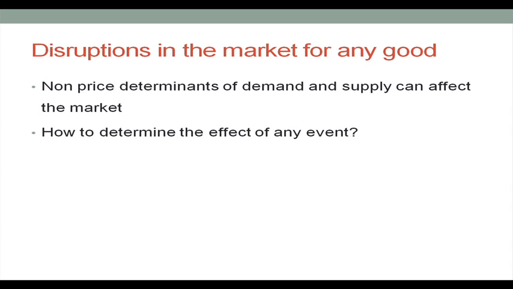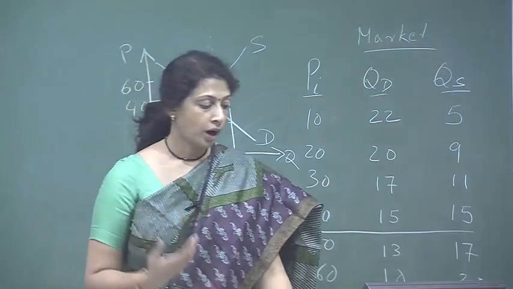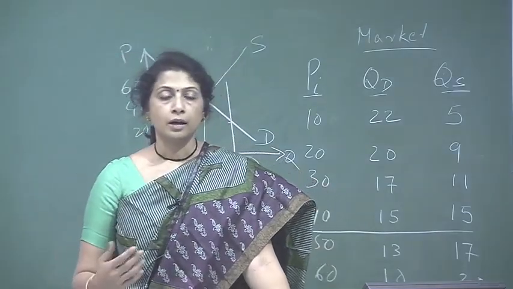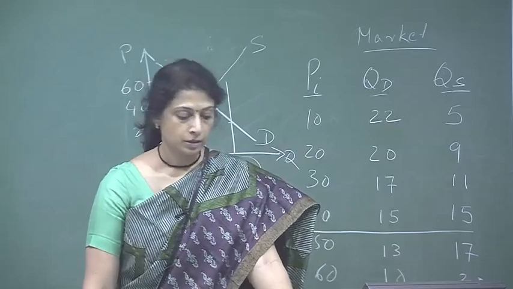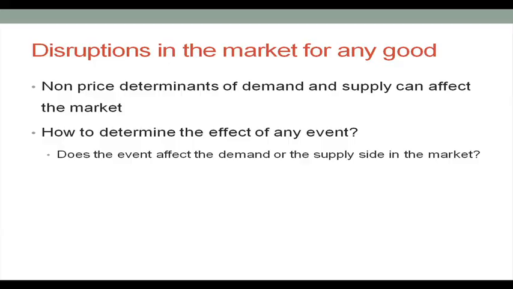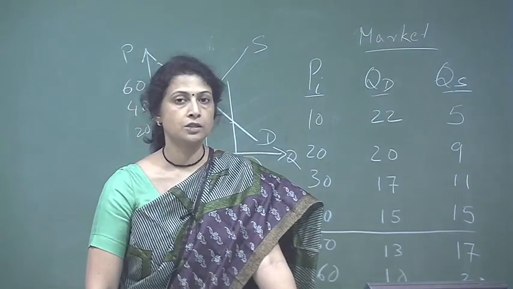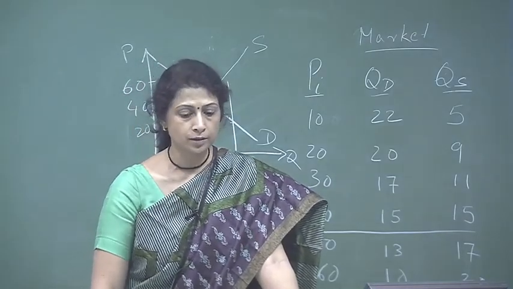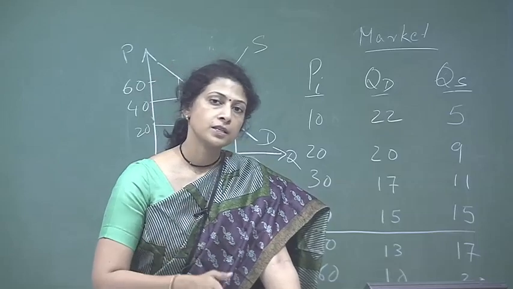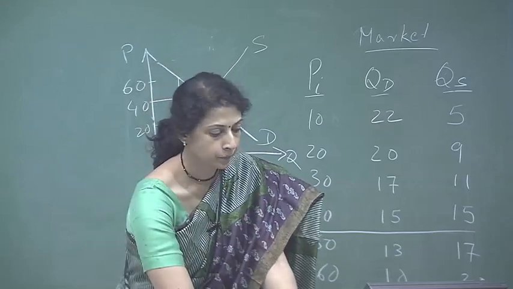So whenever any disruption happens in the market, how are we going to determine the effect of such an event? Basically the steps are, we have to ask the question: does the event affect the demand or the supply side in the market? That is the first job that we need to do. We have to see whether any event in the market is affecting my demand side or my supply side.